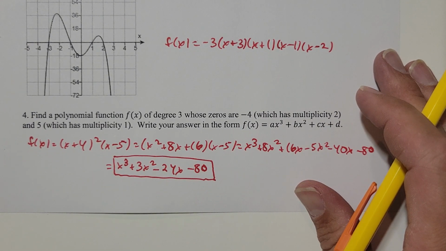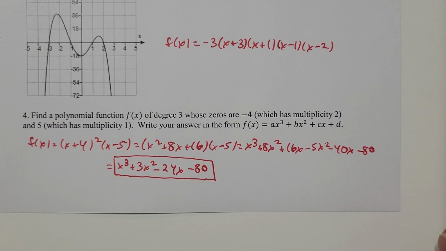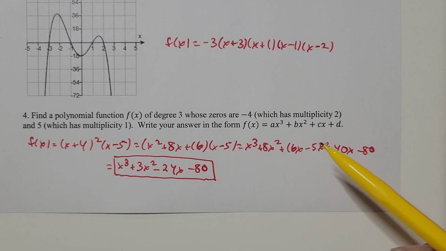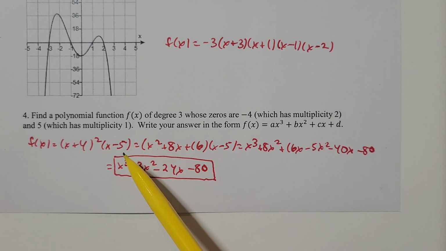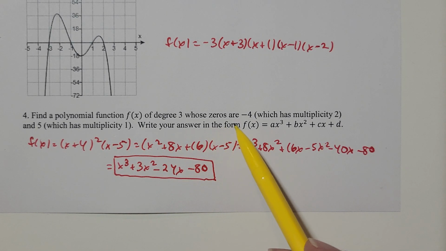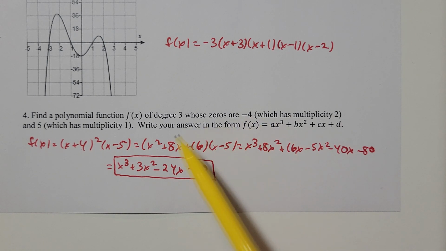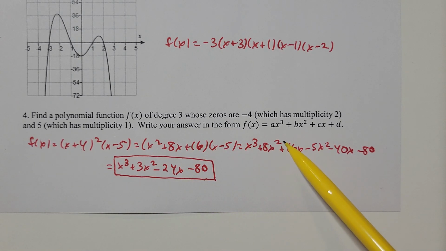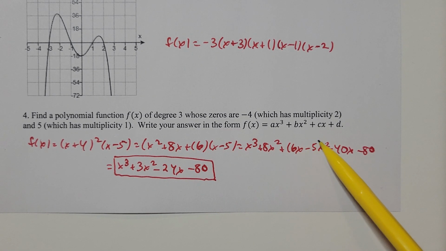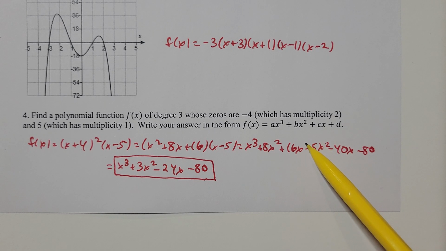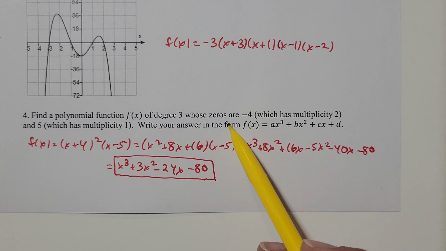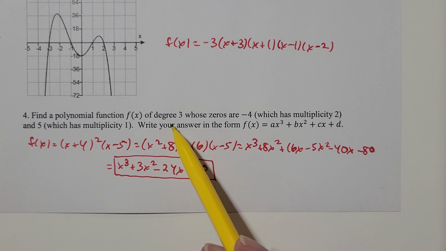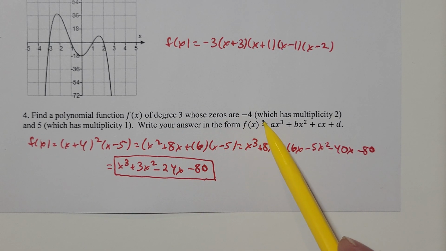Now problem 4 is the same thing as problems 2 and 3, although I don't have a graph. Okay, so they want us to find a polynomial of degree 3 whose zeros are negative 4, which has multiplicity 2, and 5, which has multiplicity 1. And we're going to write the answer in the form ax cubed plus bx squared plus cx plus d. Okay, so I'm looking for a degree 3 polynomial. I'm going to call this f of x.